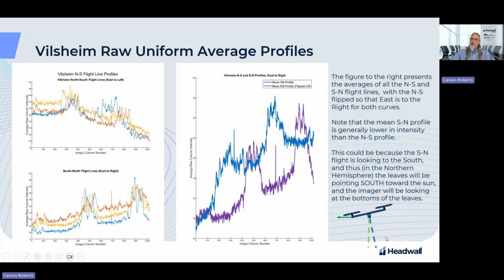If we remember that the drone is facing back in the direction it came, if it is flying from south to north, it is looking to the south. It's the northern hemisphere. So the leaves are pointed towards the sun. When I'm looking to the south, I'm looking at the bottoms of the leaves. And that's why we should see a systematic variation where northbound flight lines are going to be dimmer than southbound flight lines because the northbound flight lines are looking at the undersides of the leaves and the southbound flight lines are looking at the tops of the leaves. And I have some graphic representations of that in a later slide.